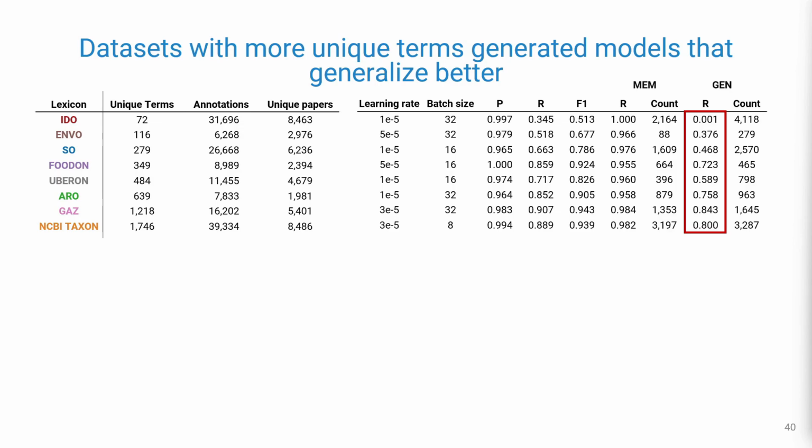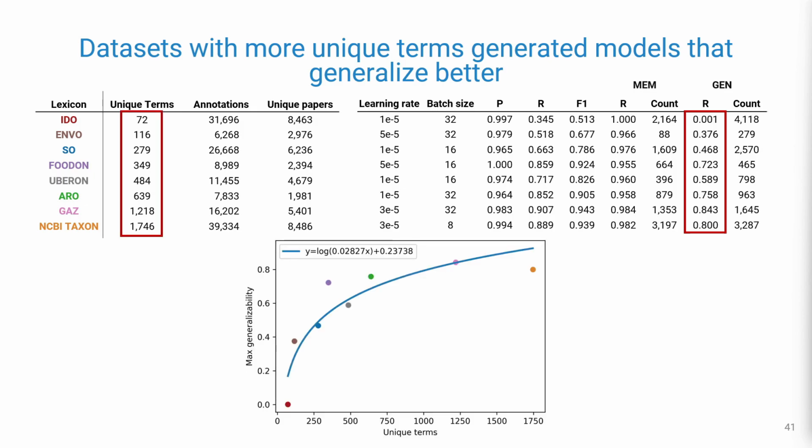This meant that they were able to identify terms that belong to the same ontology without being shown those terms during training. Here I show the stats for the top performing models that were selected, highlighting the generalization performance in red. By plotting the number of unique terms in each ontology by the generalization performance, you can see that the more unique terms a lexicon has in their dataset, the better the model is able to generalize.